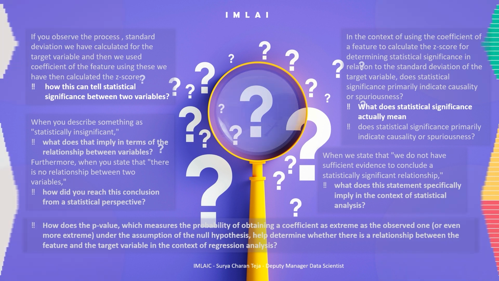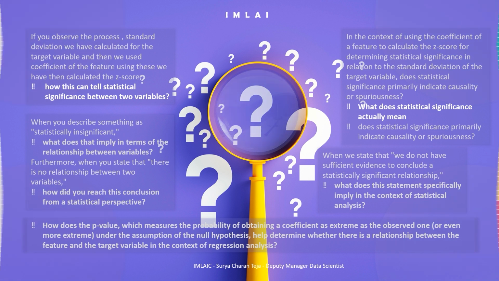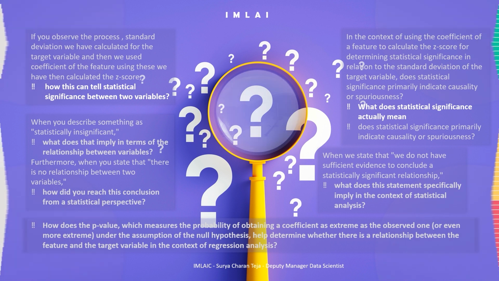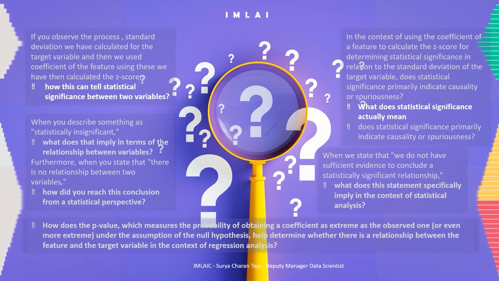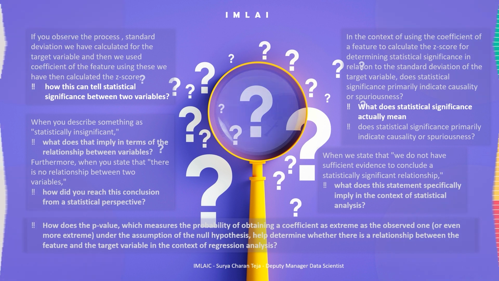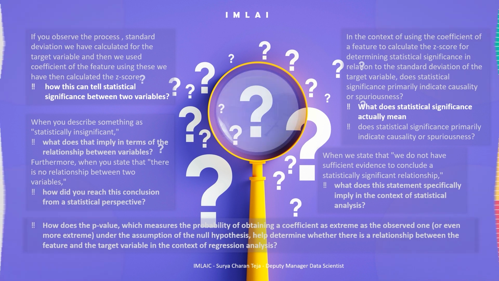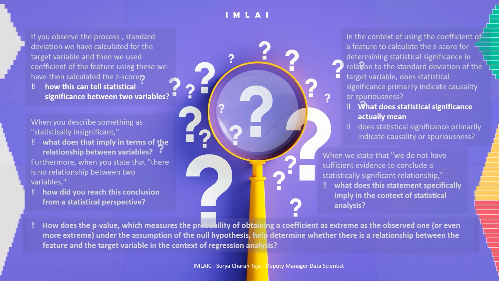So now let's take one example. The same regression analysis that we have done. We got the coefficient of 9,449, intercept of 25,792, and a standard deviation of 27,414, and we got a z-score of 1.8 and probability of 0.05. Let's take it as 0.05. So with these values, how can you tell whether the relation is statistically significant or not statistically significant?